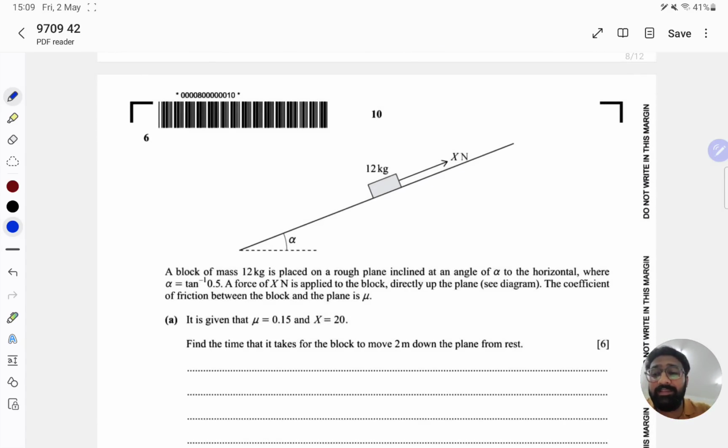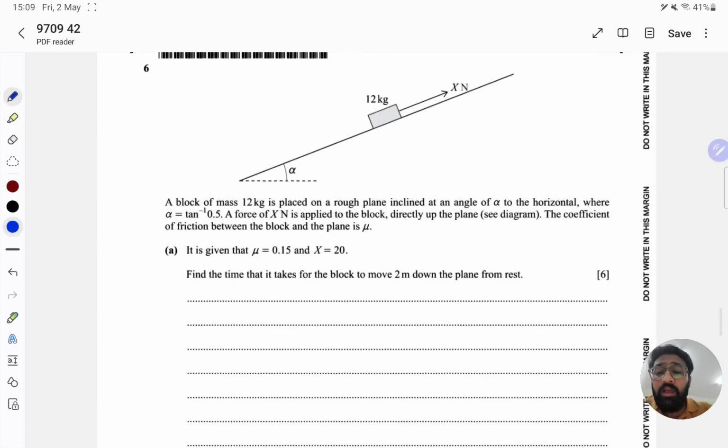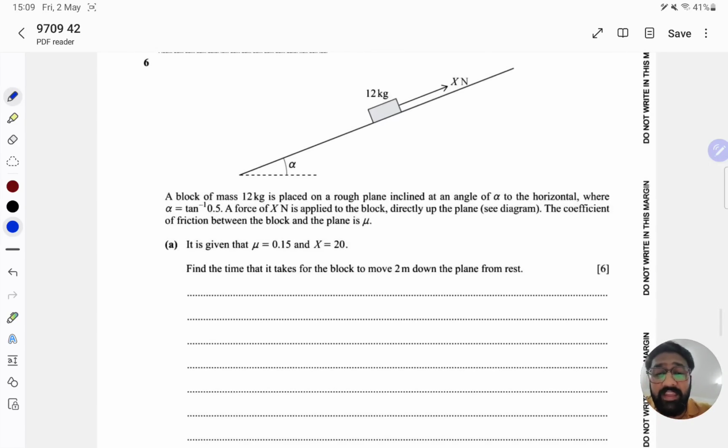Now question number 6 says a block of mass 12 kg is placed on a rough plane inclined at an angle alpha to the horizontal, where alpha is equal to tan inverse of 0.5. So let me write down, tan inverse of 0.5 means tan alpha will be equal to 1 by 2.